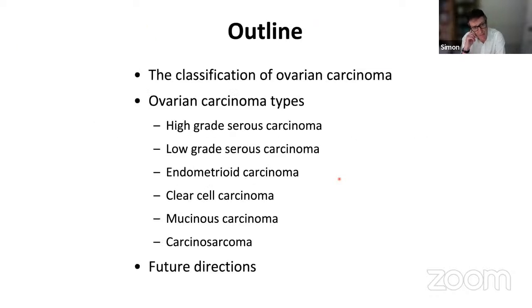So with that, the outline of my talk is to start off thinking about the classification of ovarian carcinoma and how that has changed over the years. It certainly changed dramatically in the time of my career. And then focus in on the specific ovarian carcinoma types listed there, with a little bit at the end on carcinosarcoma, which is a tumour type that we have had some recent interest in, and then to think finally about where we might be going from here.